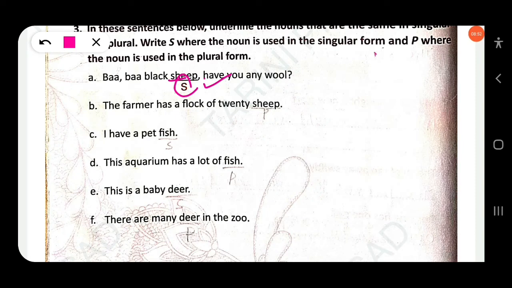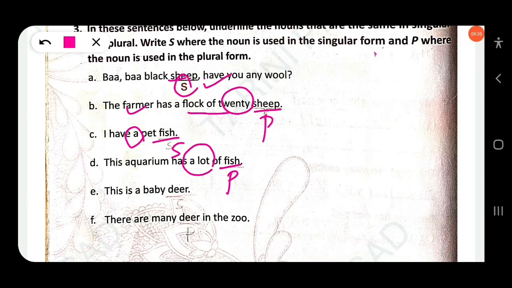Then next: The farmer has a flock of 20 sheep. A flock of 20 sheep, that means we are talking about a collective noun. Since 20 is already written, it refers to plural, so you have to write P. I have a pet fish. Fish can be used as singular and plural, but in this sentence the article "a" is used, so you have to underline fish and write S, that means singular. This aquarium has a lot of fish. Here "a lot of" means plural, so you have to underline fish and write P, that means plural.